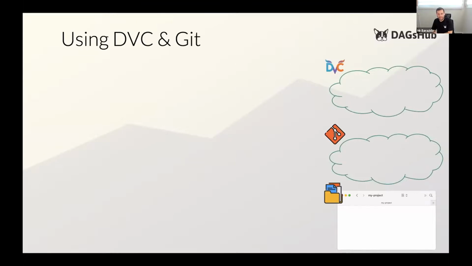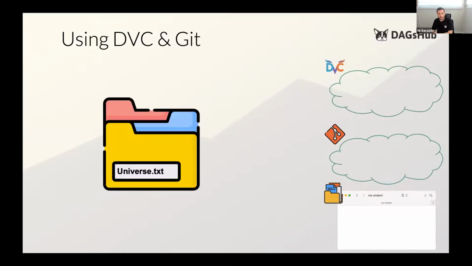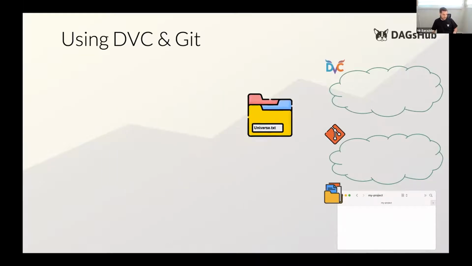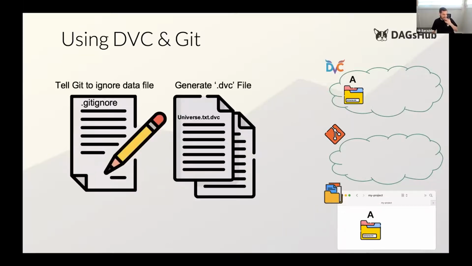And we're going to start by adding this huge file to our project, which is the universe.txt. And this file holds all the information that we gathered along the years about the universe. And obviously, it's not going to be a good idea to version it with Git, right? So what we're going to do is version it with DVC. So now we have version A of our file versioned with DVC.